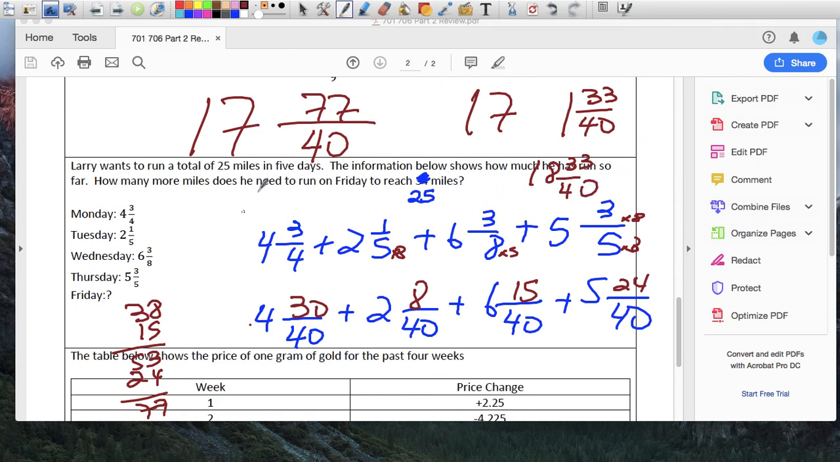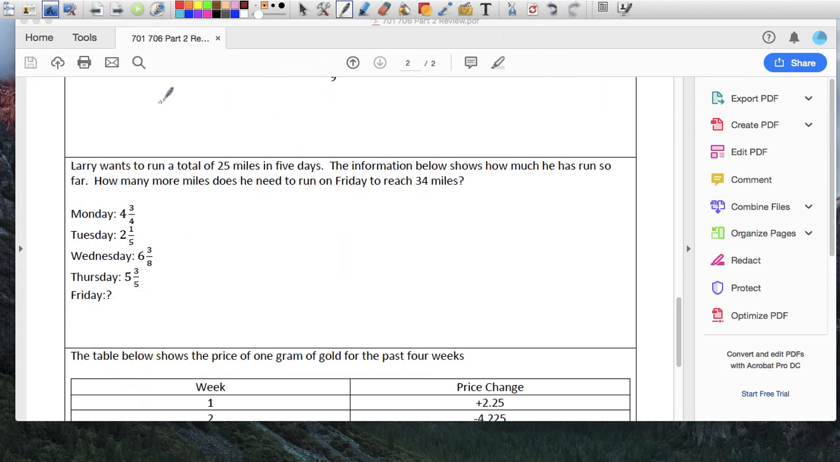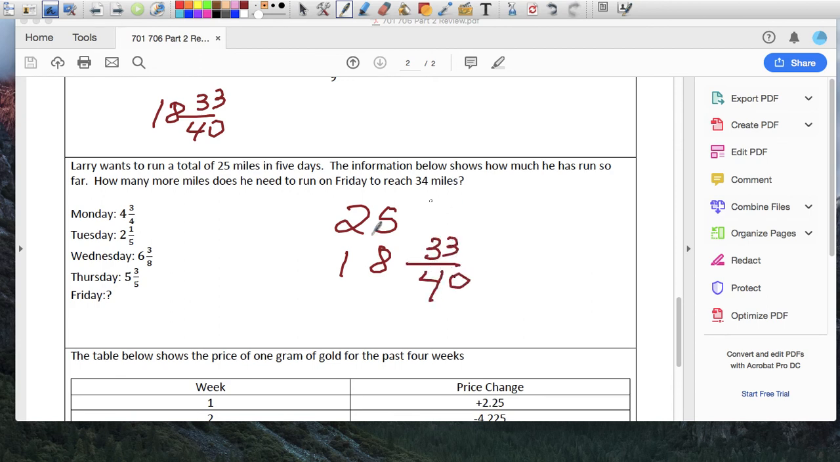We want to see how much he needs to run on Friday to reach 25 miles. So 25 is his goal, so let's subtract what he already has run. He ran 18 and 33 over 40, right? So let's subtract.